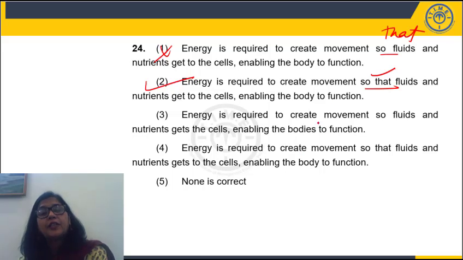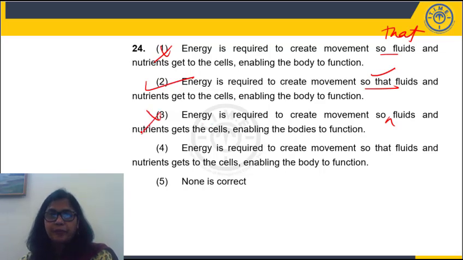The third one, energy is required to create movement. So fluids, again, that is missing. We should have checked initially itself and ruled out the third option. Go to the fourth. Energy is required to create movement so that fluids and nutrients gets.